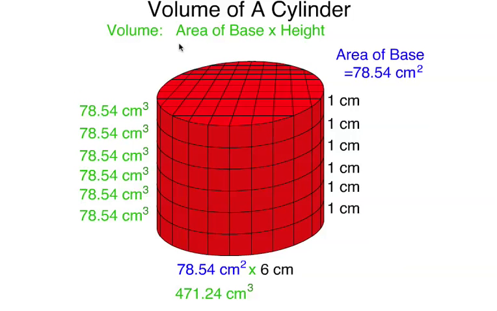Okay, this formula should look familiar. That's the volume of a prism. The volume of a prism, volume of a cylinder, same thing. The area of the base times the height.